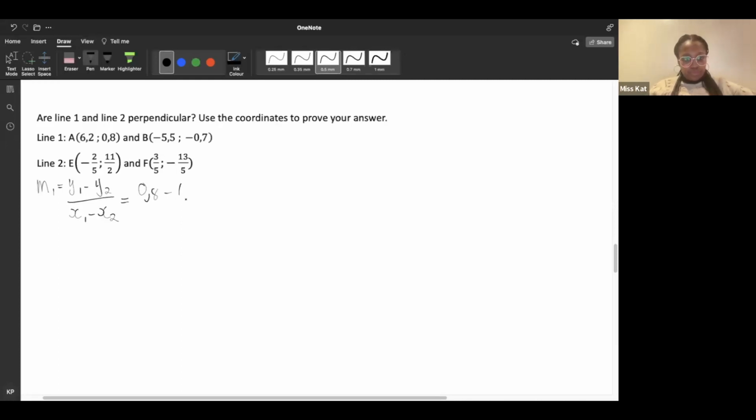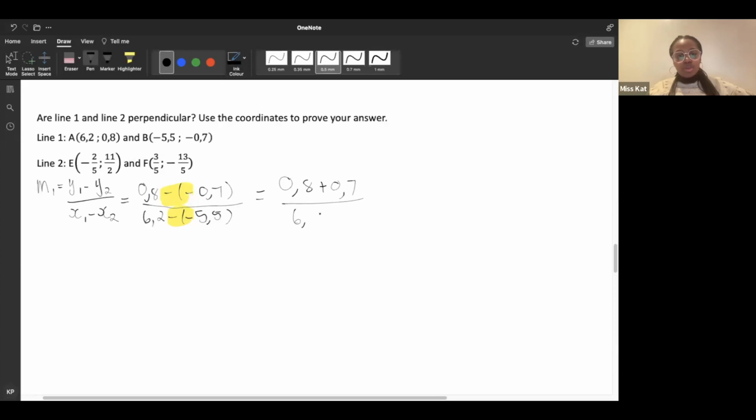Brackets negative 0.7 divided by 6.2 minus negative open bracket negative 5.5. There we go. Negative 0.8 minus open bracket negative 0.7 gives us 1.5. Okay, I'm first just going to change these two classes.